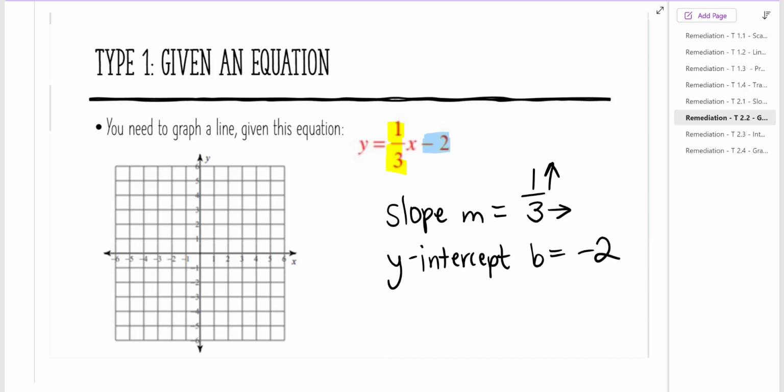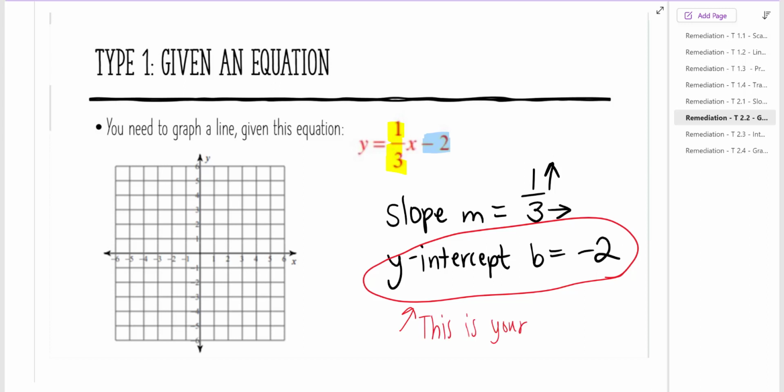Okay. After you do that, now you can graph this. So cuando tienes esta información, tú puedes dibujar la gráfica. So I want you to circle the y-intercept. That is because this is your first point on the graph. So, por favor, escribe un círculo alrededor de esta información porque este es tu primer punto en la gráfica.